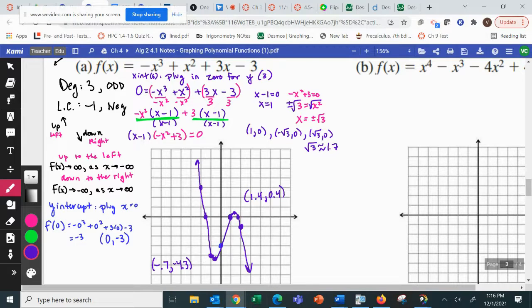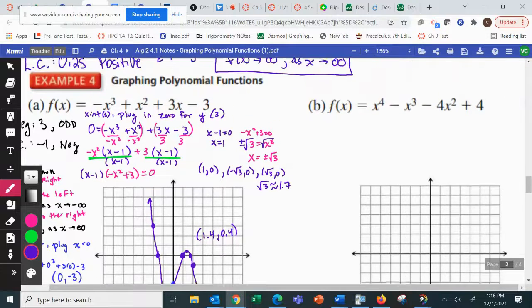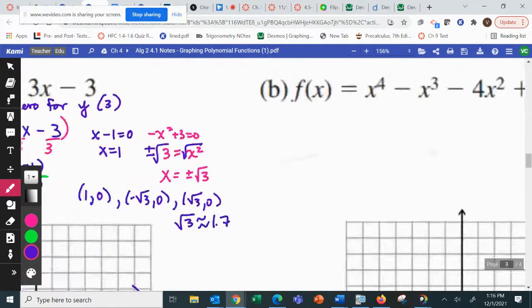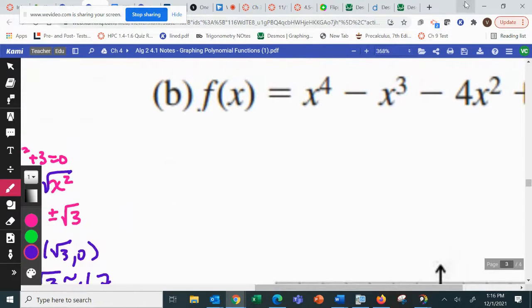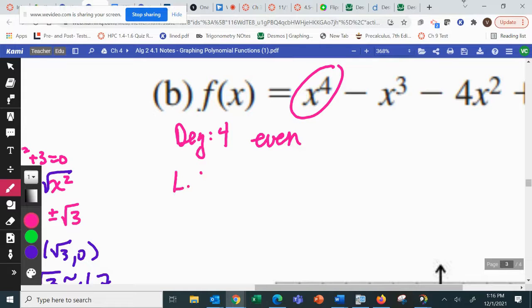Well, let's do the end behavior. Let's do the end behavior. What's this one going to be? What do we got here? Degree, 4th. Even, thank you. And then, what's LC? What is LC? Leading coefficient, which is 1, which is positive. That's what I care about.